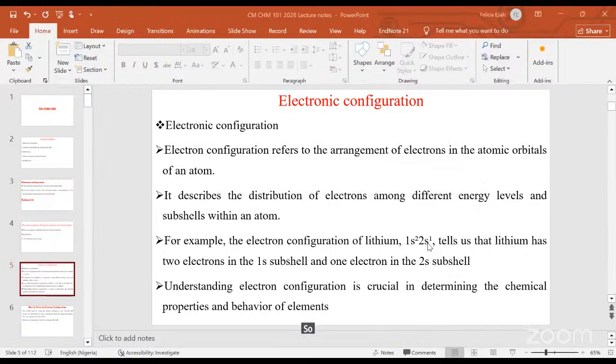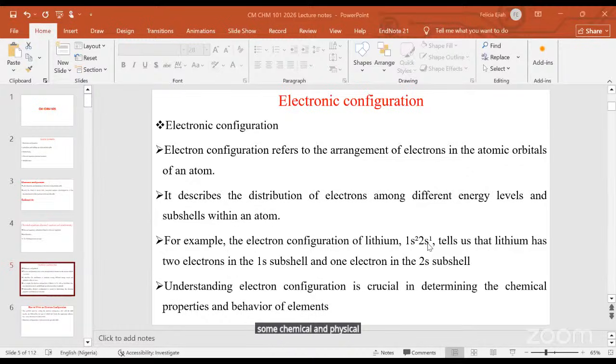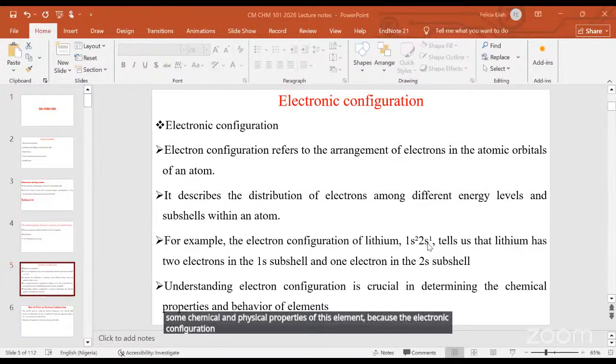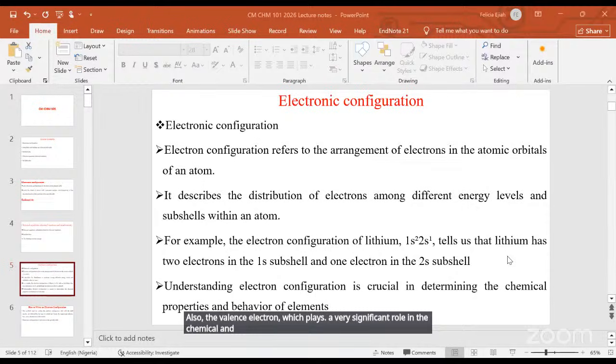So if you're able to understand the electronic configuration, then we'll be able to determine some chemical and physical properties of this element, because the electronic configuration will always tell us the number of electrons in the shell, and also the valence electron, which plays a very significant role in the chemical and the physical properties.